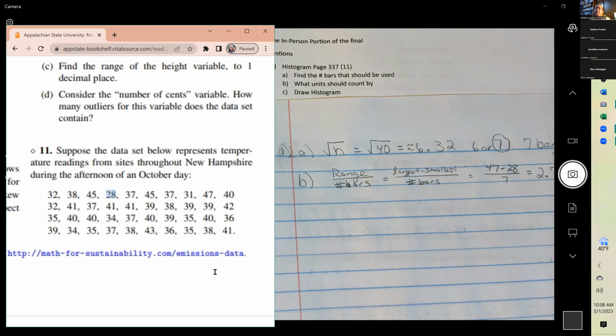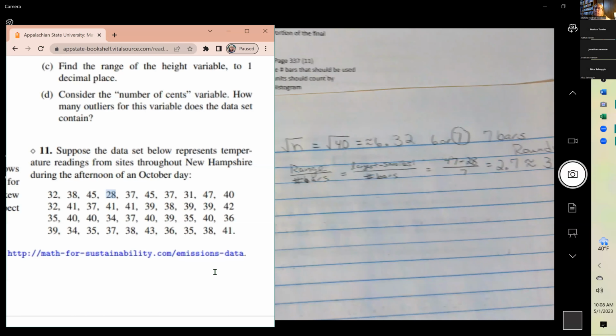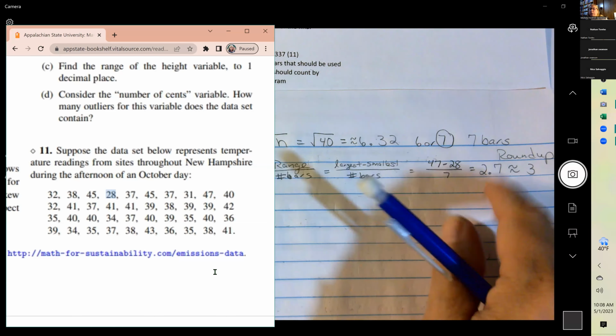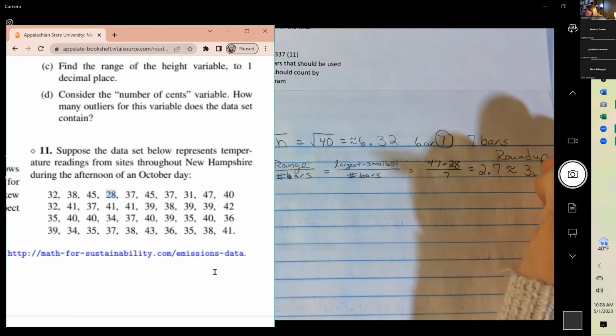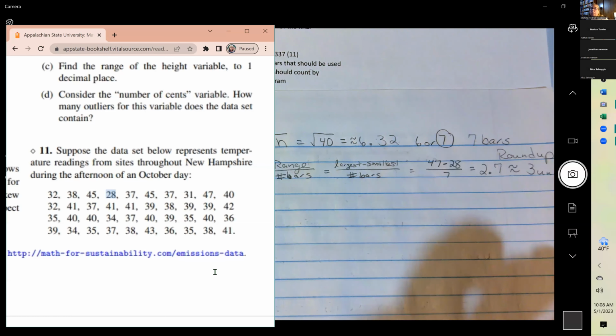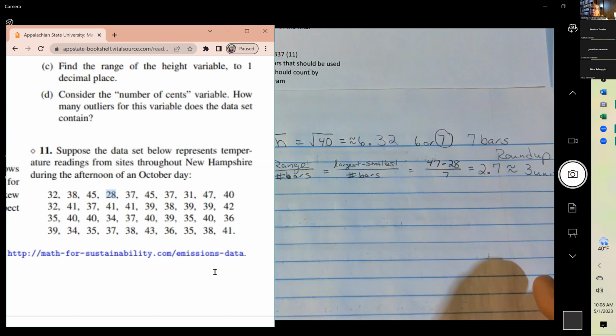So again, we're getting a decimal. Always round up on these ones. So this is 7 and this is 3. 3 is the units we're going to count by. Any questions on that part?